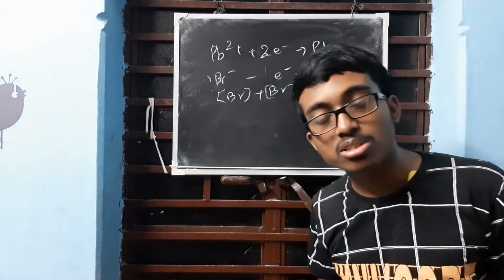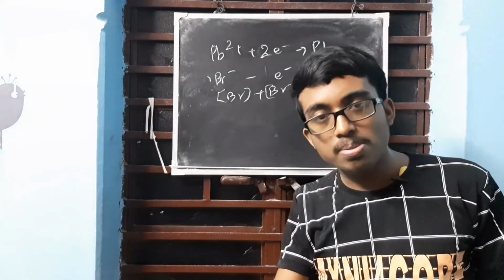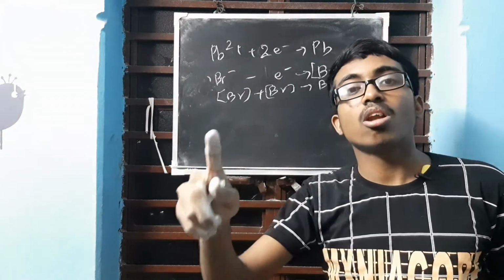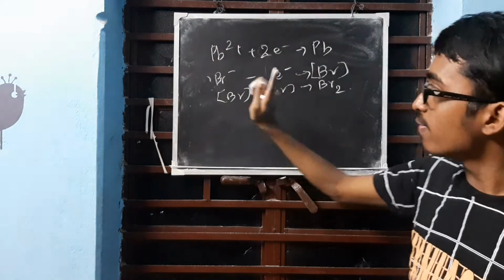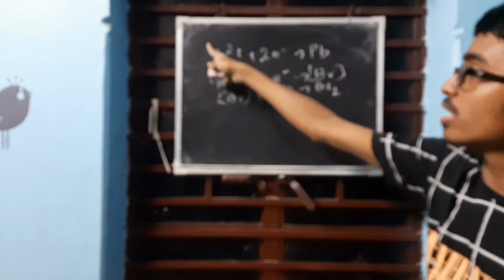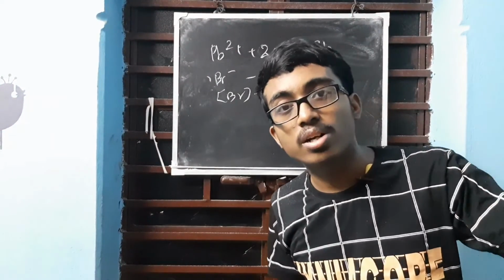Oxidation and reduction together are called a redox reaction. So what is the conclusion? The conclusion is that electrolysis is always a redox reaction. This is the proof. Clear? Here at the positive side is oxidation, and there is reduction. So electrolysis is always a redox reaction.